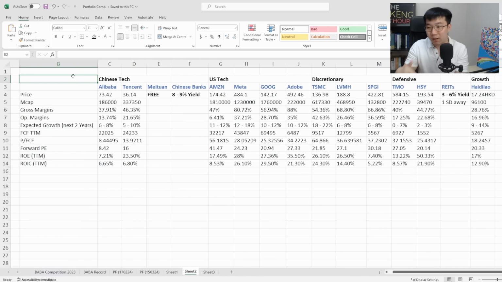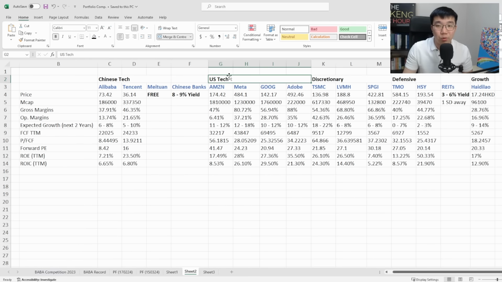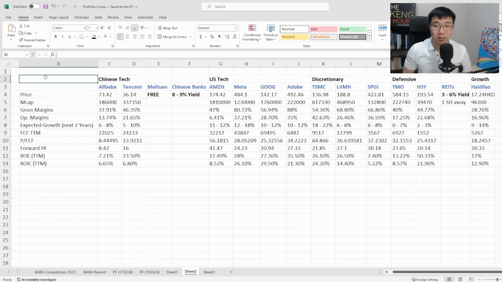And after that run up, this was in the 2020-2021 era, right after that, I saw great value in Chinese tech, which is why I pivoted completely into Chinese tech companies like Alibaba and Tencent. And when we went into that 2022 bear market, that was when I started picking up many of these US tech and some of these discretionary names in my hopes of trying to diversify the portfolio.